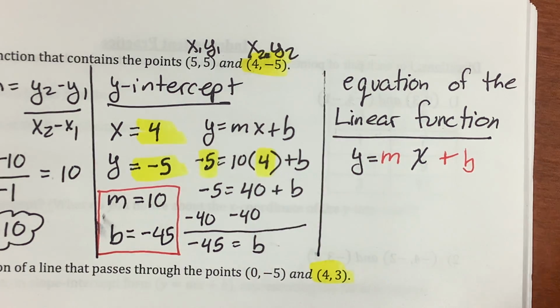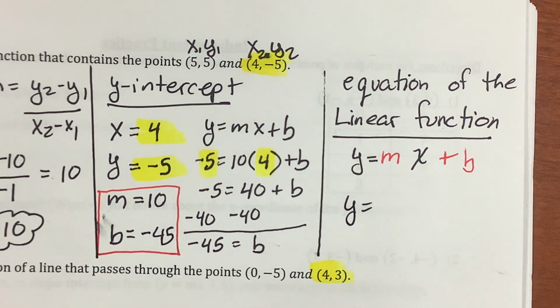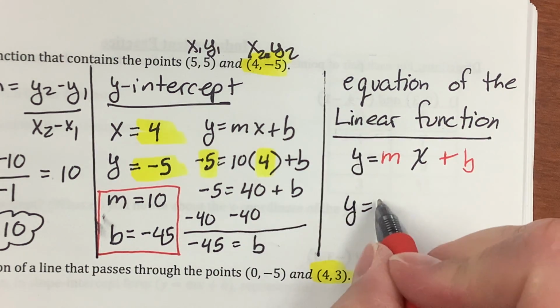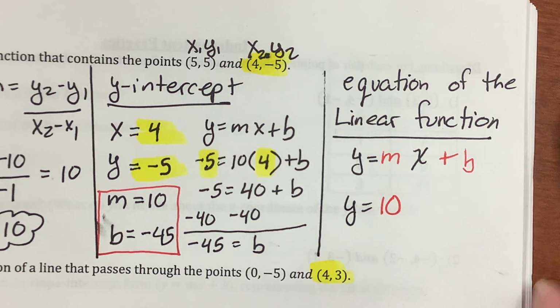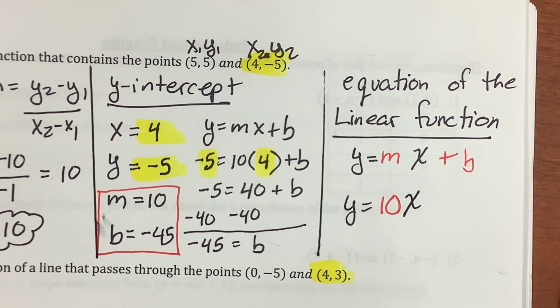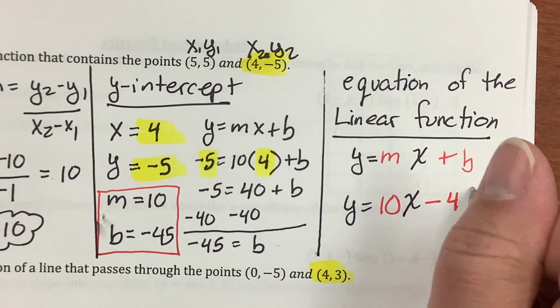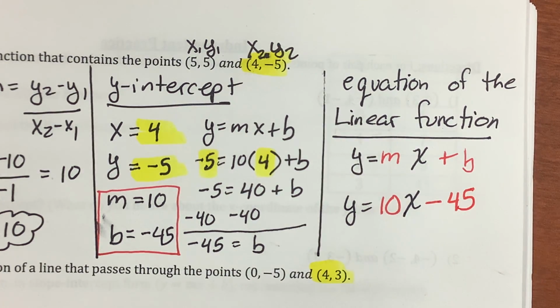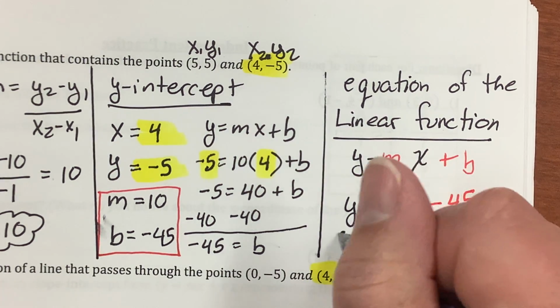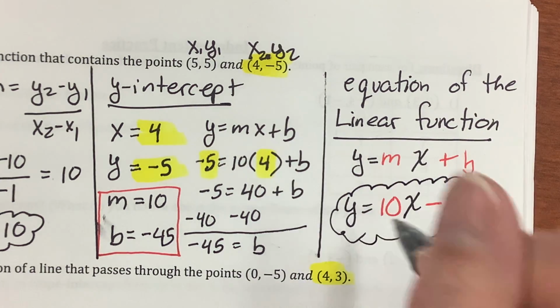So I'm going to use these two pieces of information in this equation. The y does not get replaced. The equals does not get replaced. M is 10. Keep the x. And instead of plus b, I have negative 45. So I'm going to write negative 45. Otherwise, I have plus a negative, and I don't really like that. So I'm just going to keep this 10x minus 45.